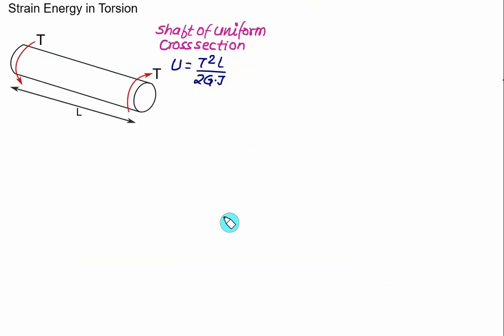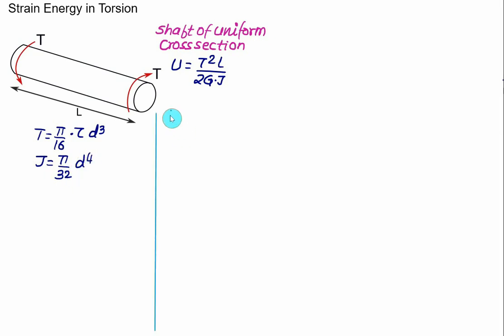So we'll continue our derivation in the case of uniform cross section. We have strain energy given as T square L by 2 times G J. Since we have a solid shaft here, the torque given by the torsion formula will be equal to pi divided by 16 multiplied by shear stress tau multiplied by d cube. So we can put this value back here and try to solve this, and J will be given as pi by 32 d to the power 4.